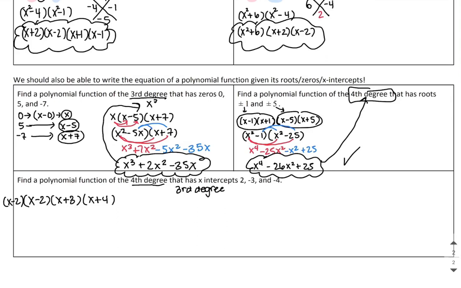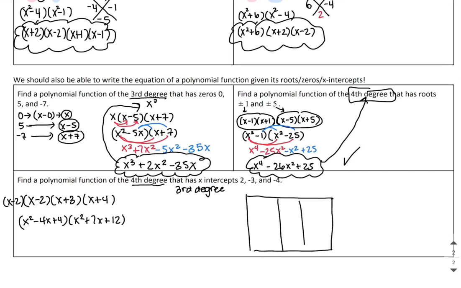X minus 2 times x minus 2 is going to give me x squared minus 4x plus 4. X plus 3 times x plus 4 will give me, wait, did I mess this up? No, I didn't. X plus 3 times x plus 4 is x squared plus 7x plus 12. And then I multiply all of this together, and I'm going to use the area box to do this. So it's a lot of terms to keep track of. So I have x squared minus 4x plus 4 and x squared plus 7x plus 12.